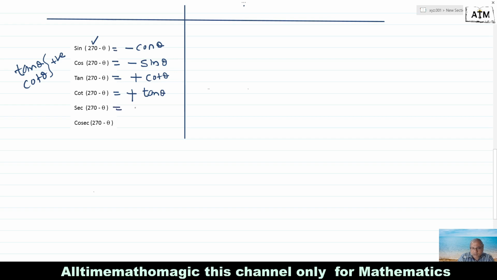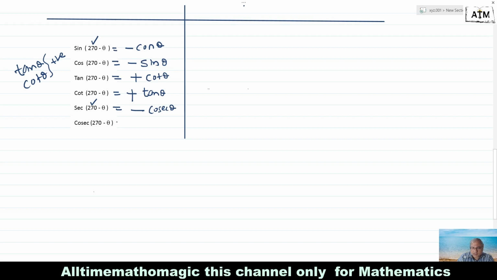Again, sec(270 minus theta). Ask yourself the question. Which quadrant? Third quadrant. In the third quadrant, sec is positive or negative? Negative. What is the number here? 270. For 270 conversion is allowed? Yes, allowed. What is the conversion of sec? The cosec. So what is the answer?